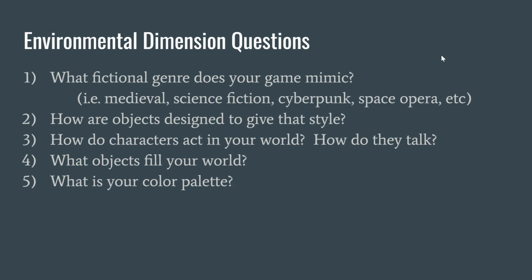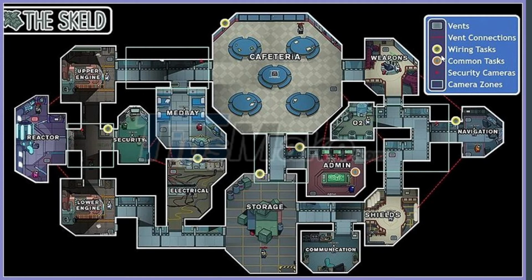And then the second question there is, how are you going to design your objects to give the game that style? And how are the objects in your game world going to look so that the player knows this is a medieval realm or this is science fiction? And how are they going to feel? Give you an example of this.